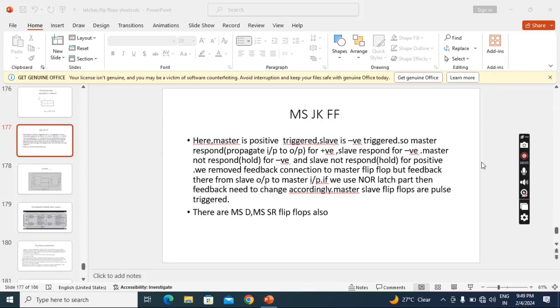In this lecture, we'll briefly discuss master-slave JK flip-flop. There are master-slave D and master-slave SR also, but we are interested in master-slave JK because this flip-flop came to avoid the drawback in the normal JK flip-flop, that is racing. That's why we are interested to know about master-slave JK.